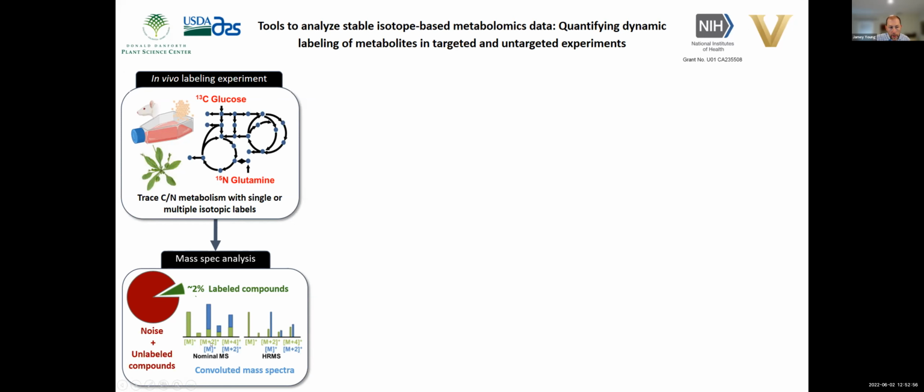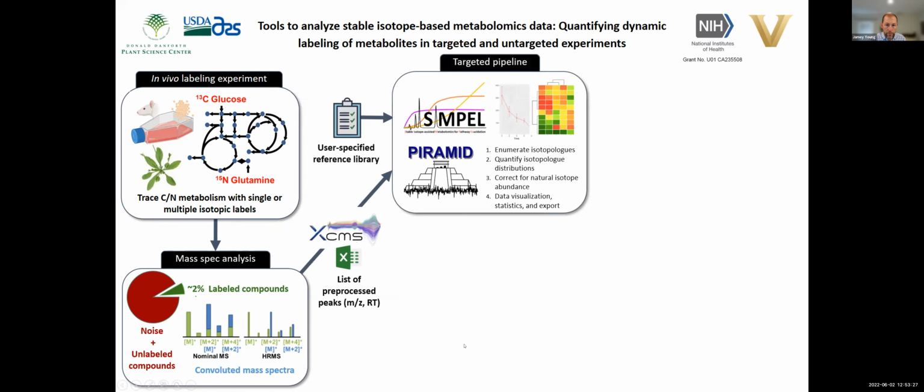Another important point is if we can leverage high resolution mass spec detection, we can deconvolute these mass spectra and separate our signal from interfering compounds. We can also, in the case of a multiple or a dual isotope labeling experiment, distinguish between, for example, carbon-13 isotopes versus nitrogen-15 isotopes supplied in the same experiment.